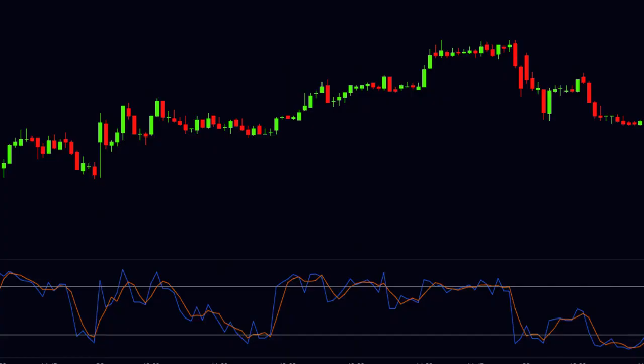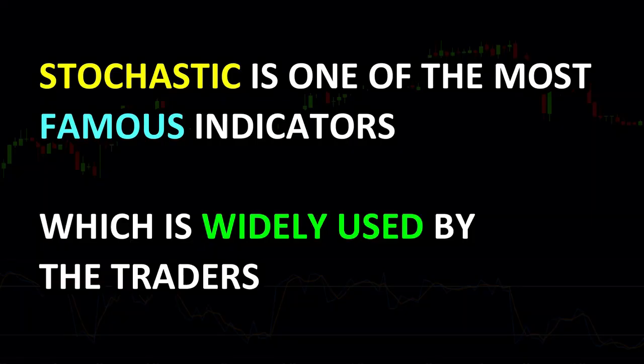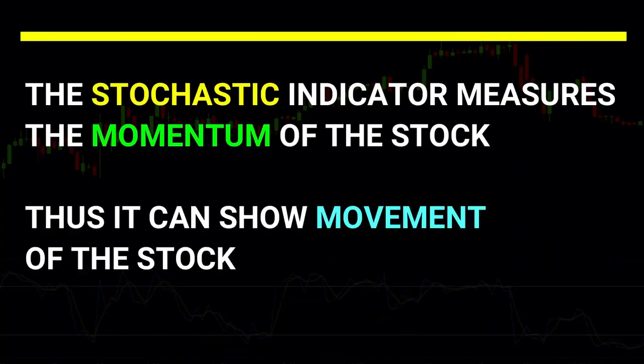Now let us get into today's topic. Friends, stochastic is one of the most famous indicators which is widely used by traders. The stochastic indicator measures the momentum of the stock, thus it can show the movement of the stock.